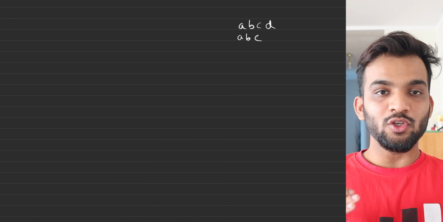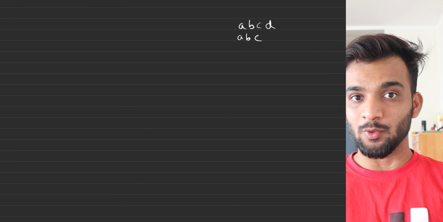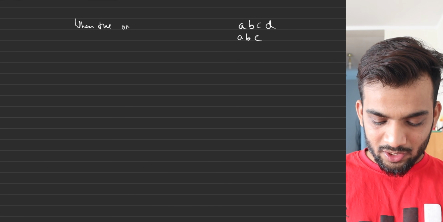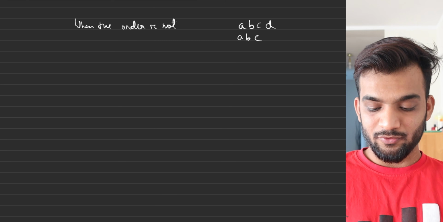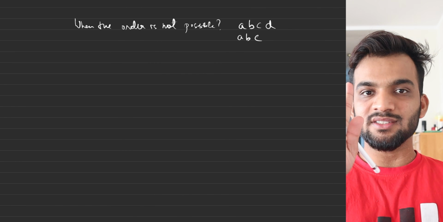Now, what if the interviewer tweaks the question and says, okay, this was when it was always possible. Now, when will the order not be possible? What if the order is not possible? What if the dictionary is wrong? How will you figure that out? So you'll tell him two test cases.